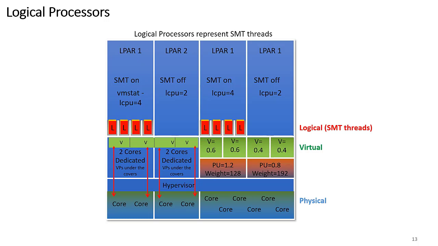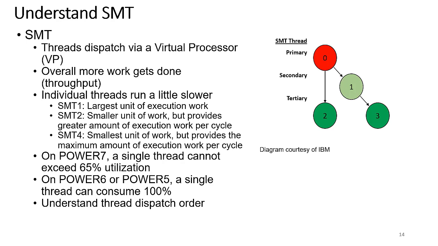That's one of the primary differences between dedicated and shared processor pool. Virtual processors can be dispatched to the same physical core, and it's not a one-to-one permanent mapping. And that can make some difference if you have latency-sensitive workloads. It's important that you understand SMT, or simultaneous multi-threading.